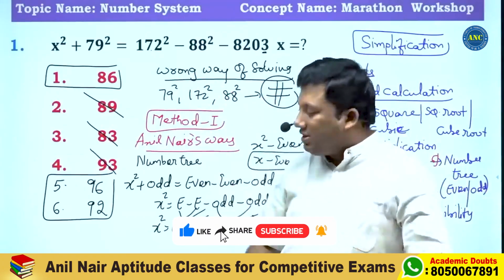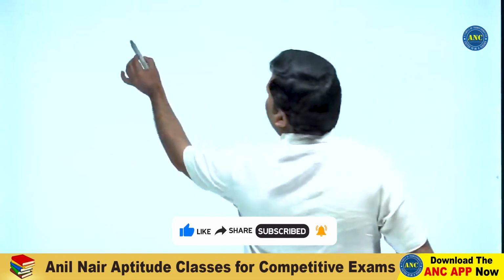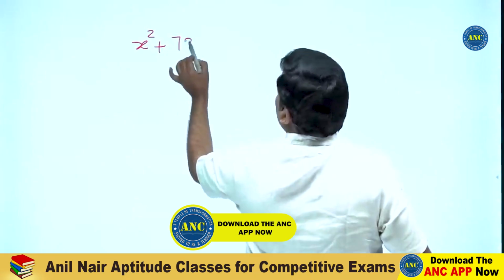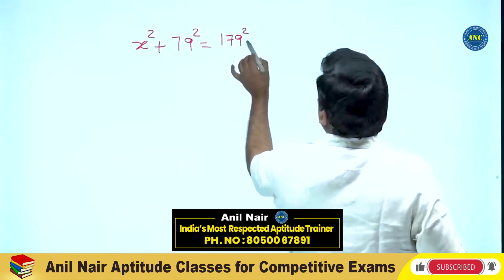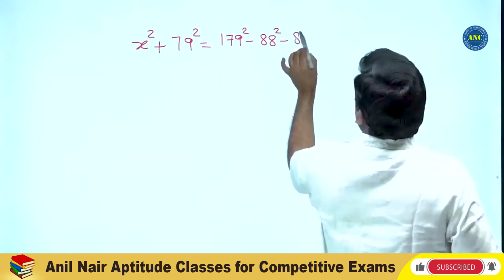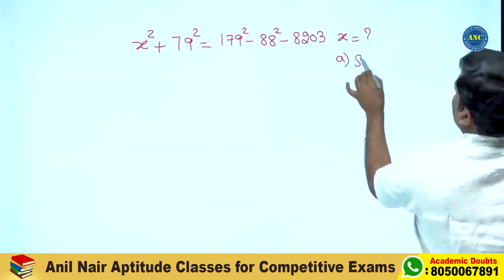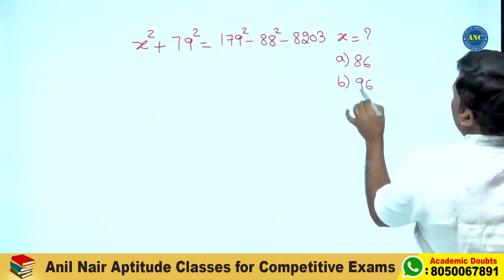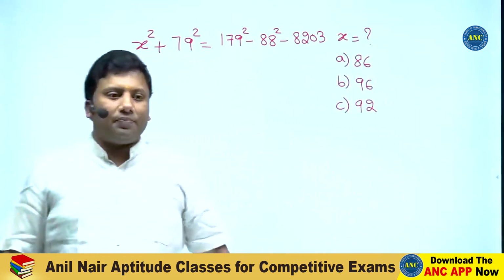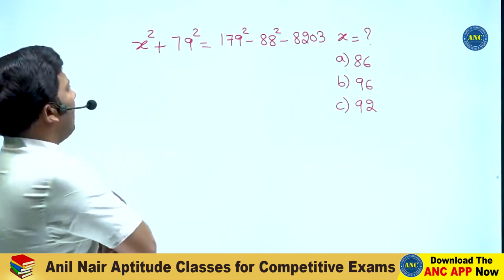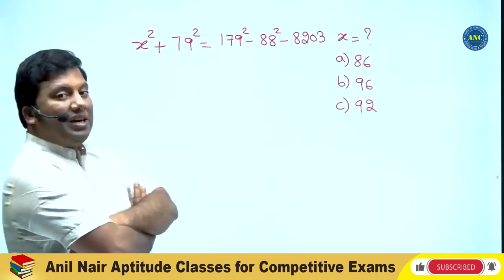Sir, then the question arises, what if it is 96 or 92? Let us write down the question. Question is x square plus 79 square is equivalent to 179 square minus 88 square minus 8203. X is equivalent to, which options are there? 86. I introduced 2 more options, 96 and 92. 86, 96 and 92.